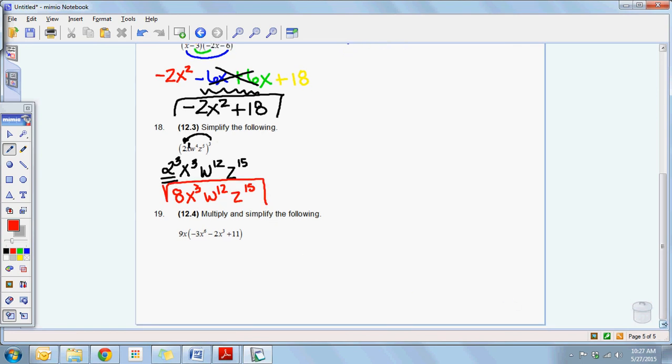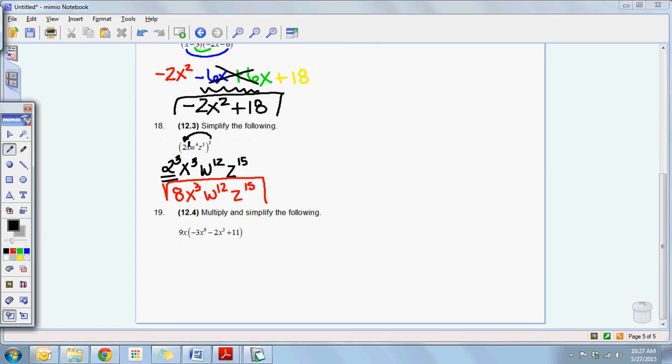Last one is another distributive property, but this time there's a little bit more going on. So I'm going to just start by distributing this 9x to this negative 3x to the 6. So 9 times negative 3 would give me negative 27. X to the first times x to the 6 gives you x to the 7th when you add them together.